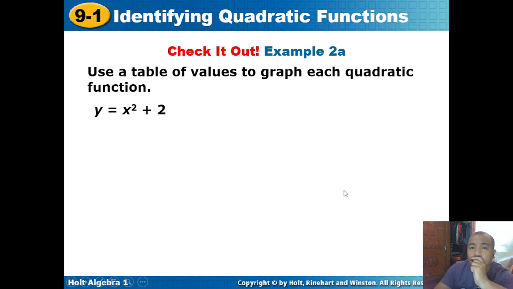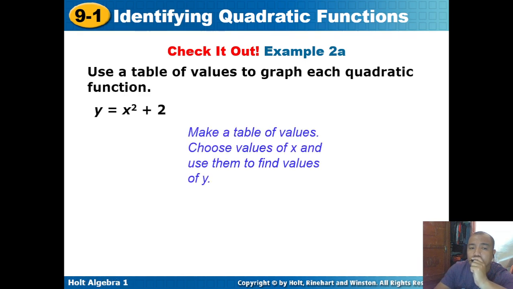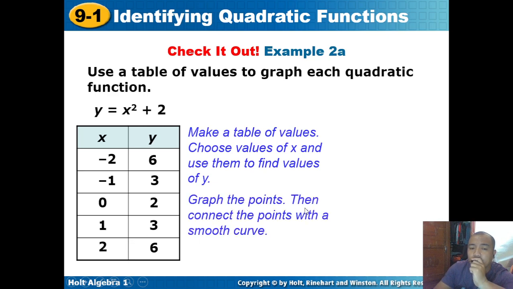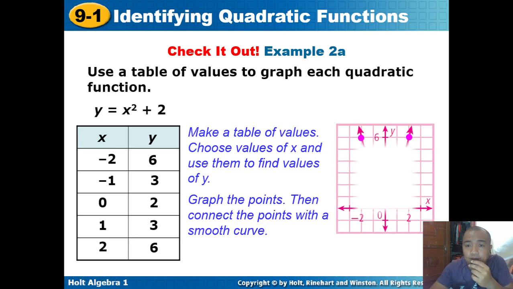How about here? Use a table of values to graph each quadratic function. y equals x squared plus 2. Make a table of values, choose values of x, and use them to find values of y. So negative 2, negative 1, 0, 1, 2 for x. Let us solve for y. When x is negative 2, 4 plus 2, 6. 1 plus 2, 3. 0 plus 2, 2. Yes, 1 plus 2, 3. 4 plus 2, 6. Graph the points, then connect the points with a smooth curve.